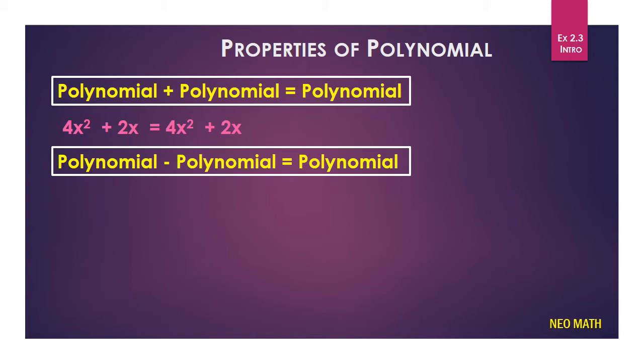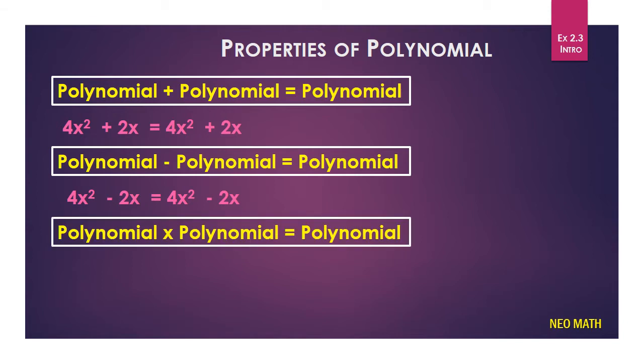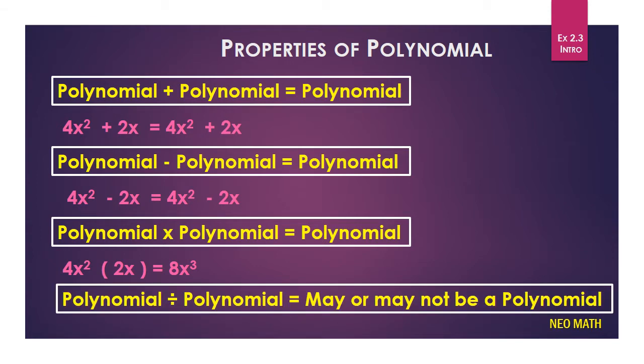When you subtract a polynomial from a polynomial, the difference is also a polynomial. For example, 4x square minus 2x, we get 4x square minus 2x, because these two are not like terms. So we get 4x square minus 2x, which is a polynomial. When you multiply a polynomial by a polynomial, the resultant, the product, is also a polynomial. So 4x square into 2x, we get 8x cube. When you divide a polynomial by a polynomial, you may or may not get a polynomial.